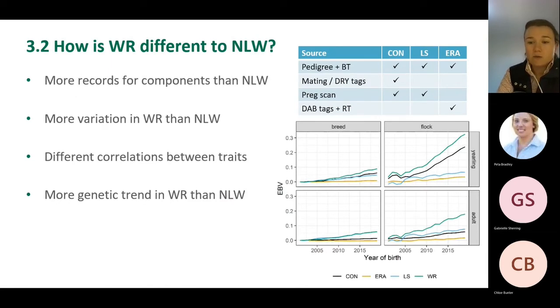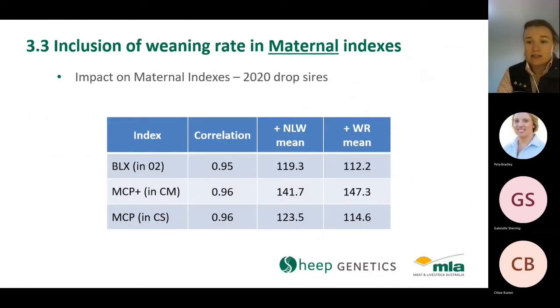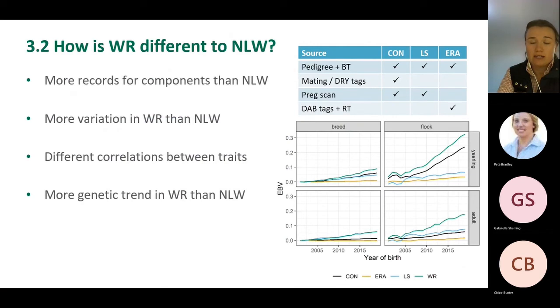So there's a lot of reasons for why weaning rate is different to number of lambs weaned. In our weaning rate evaluation, we have more records than we did for our number of lambs weaned evaluation. And that's because we're using different sources of information for different traits. So as I was saying earlier, we can have ewes that have a litter size record even though they don't have a conception record. This means that we also get more animals with breeding values for weaning rate than we do for number of lambs weaned because there's more records in that evaluation.